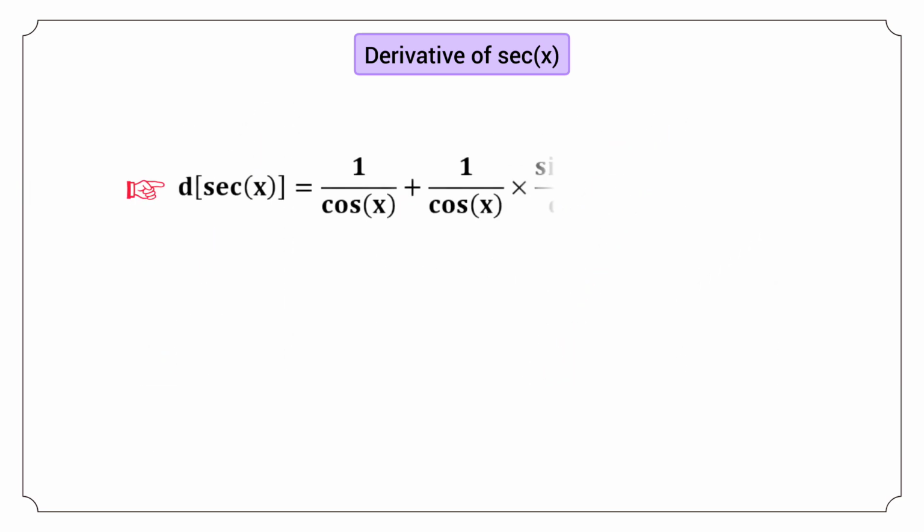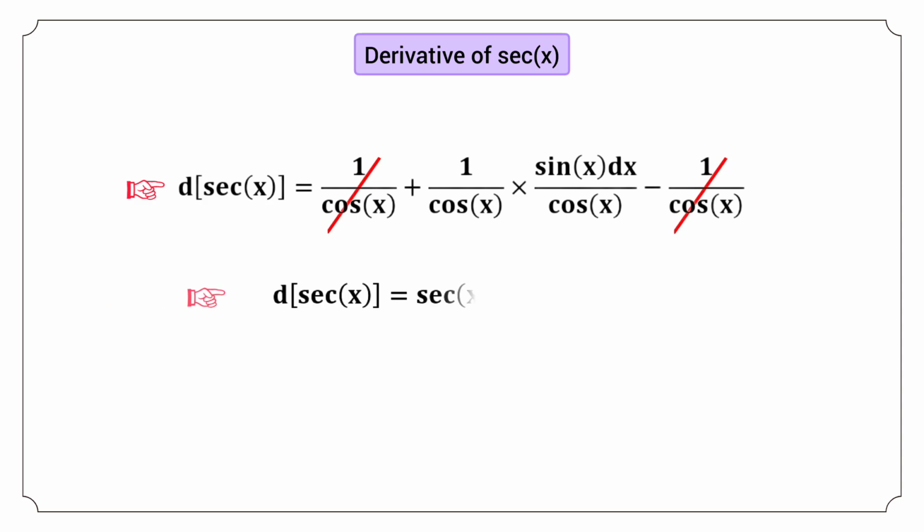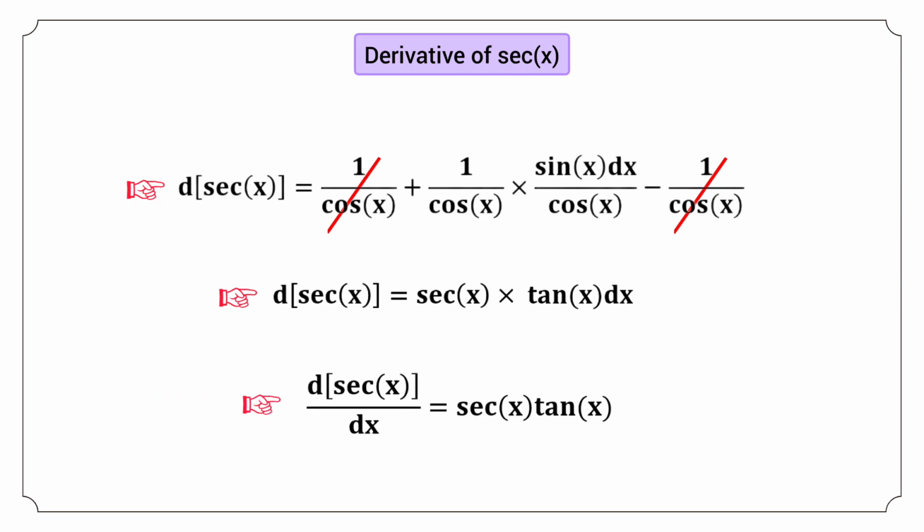This will give the change in value of the function secant x as secant x multiplied by tan x dx. And finally, when we take the ratio of the change in the function to the change in the independent variable, we would get the value of the derivative as secant x multiplied by tan x.